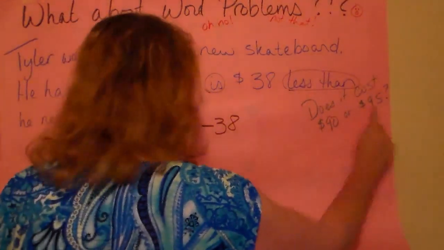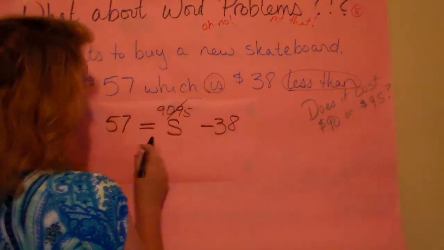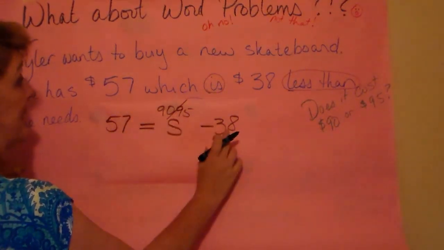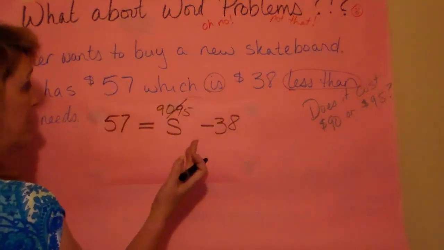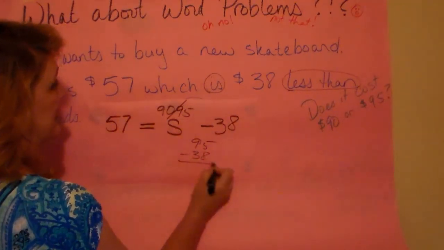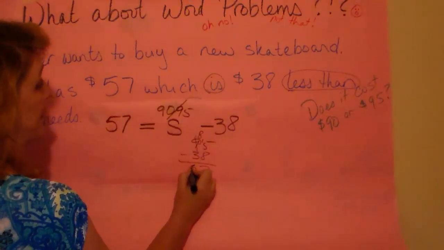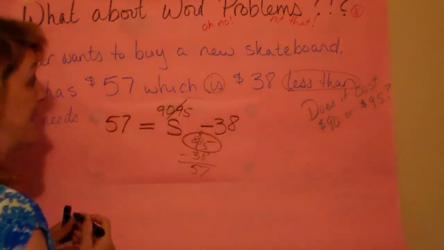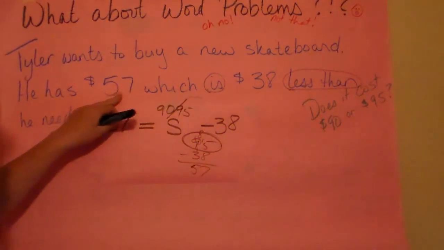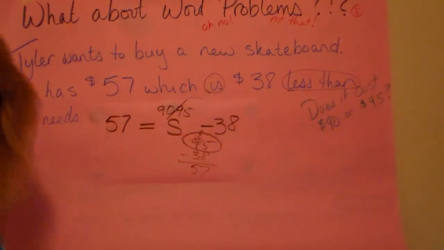Is it 90 or is it 95? So we want to look at 90 and 95, and we want to do the subtraction. Well, 90 minus 38 is something that ends in a 2. 95 minus 38: 15 minus 8 is 7, there we go, and 8 minus 3 is 5. So our answer here is 95. Okay? The tricky part with word problems is being able to translate the words into the right symbols.